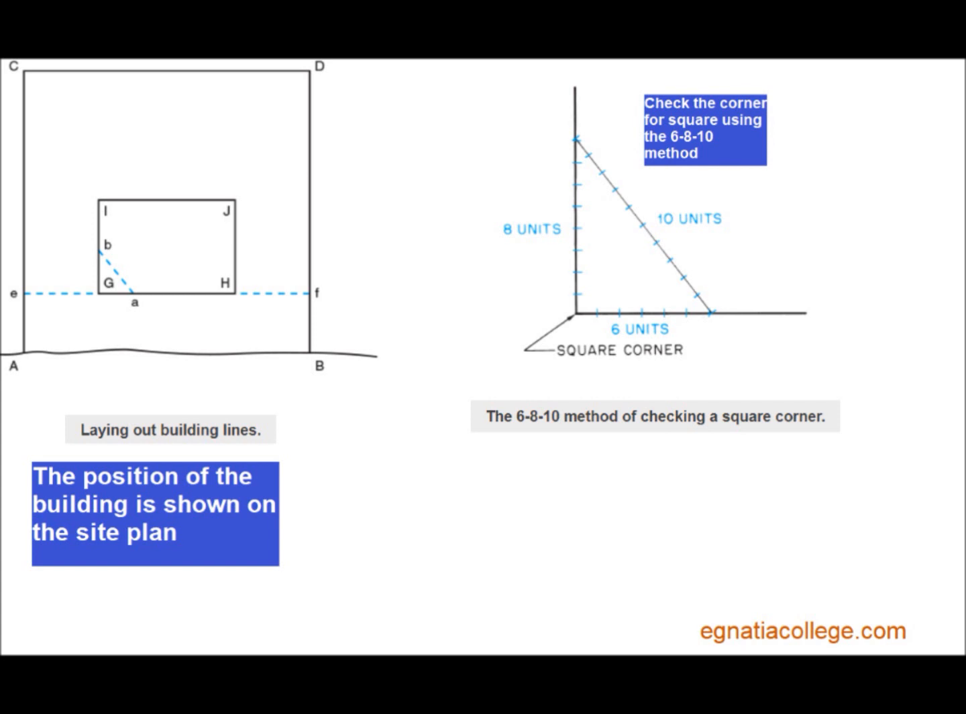Stretch a string from stake E to stake F. The front of the building will fall on this string. The distance from the front boundary to the building line is called the front setback. Both the front and side setbacks are nearly always regulated by zoning ordinances.